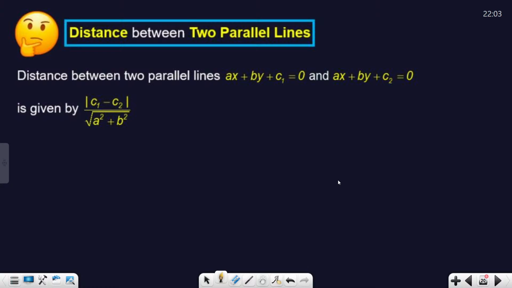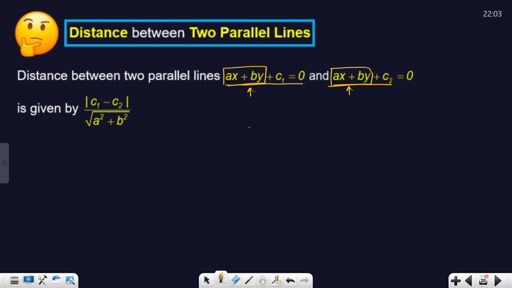Okay. Now, how to find out the distance between two parallel lines? This is one line and this is another line. We can easily see that these two lines are parallel. Why? Because we all know this portion and this portion, they are all same. That is, the slope of this line and the slope of this line, they are equal. It means what? It means they are parallel.